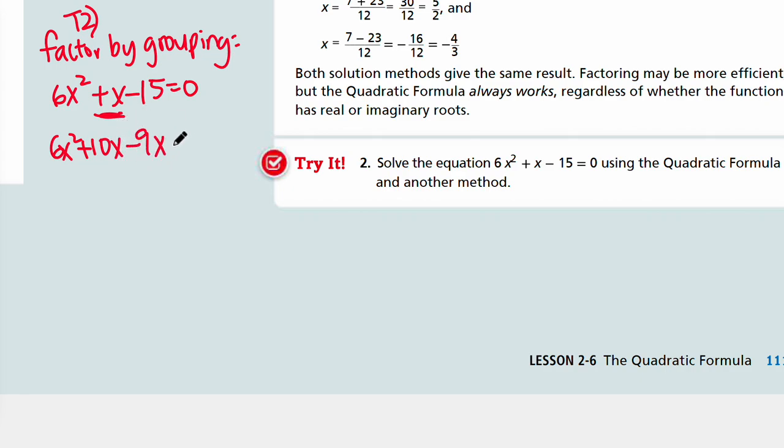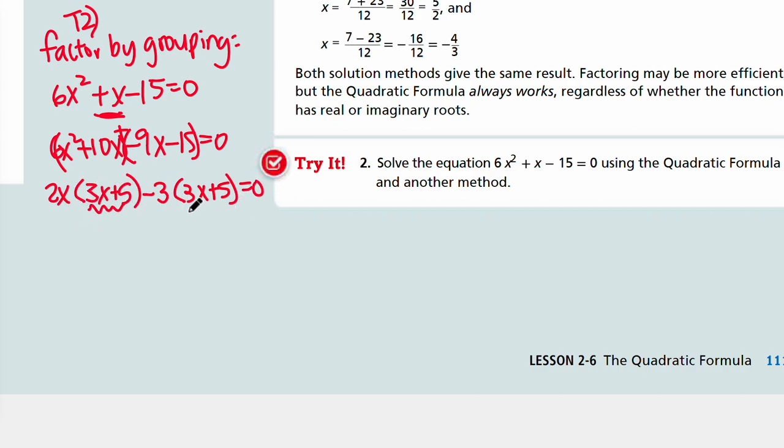10x minus 9x is equal to plus x, right? And then minus 15, equals 0. And then you're going to group these together, right? And then 6x squared plus 10x have a greatest common factor of 2x. So factor them out, 2x times 3x plus 5. And then minus, we're going to factor out negative 3. So negative 3 times 3x plus 5 is equal to 0.